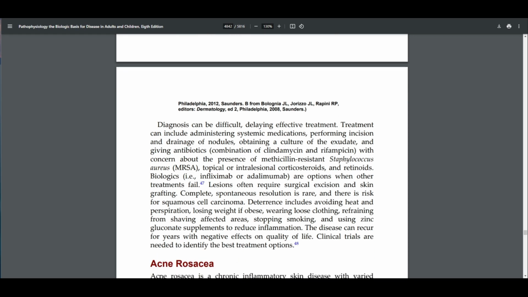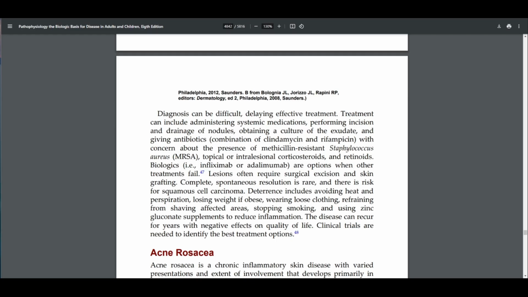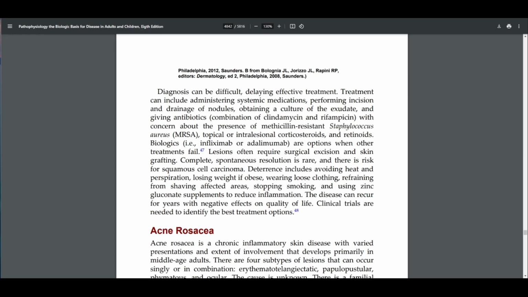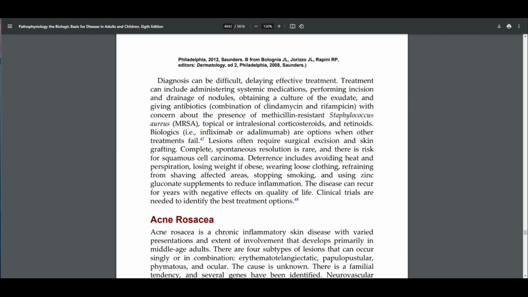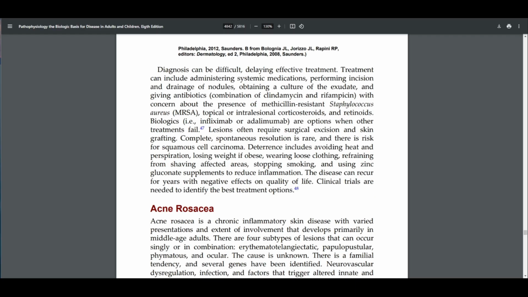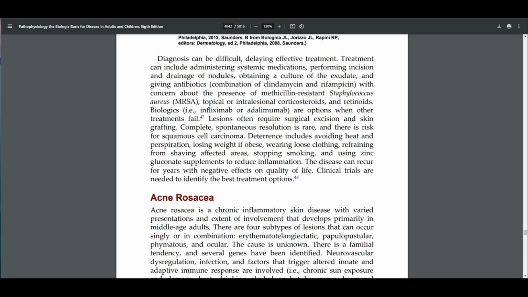Treatment can include administering systemic medications, performing incision and drainage of nodules, obtaining a culture of the exudate, and giving antibiotics, with concern about the presence of methicillin-resistant Staphylococcus aureus, topical or intralesional corticosteroids and retinoids. Biologics are options when other treatment fails. Lesions often require surgical excision and skin grafting. Complete spontaneous resolution is rare, and there is risk for squamous cell carcinoma.